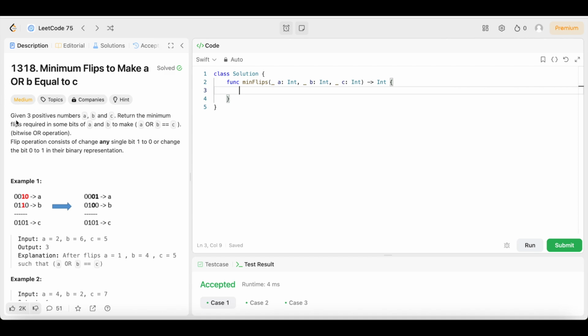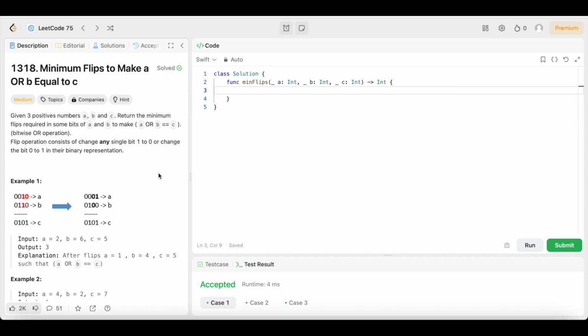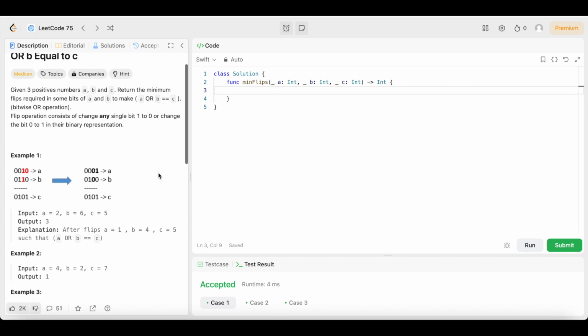Now, let's see what the question says. It says, given three positive numbers A, B, and C, return the minimum flips required in some bits of A and B to make A OR B equal to C, bitwise OR operation. A flip operation consists of changing any single bit from 1 to 0 or from 0 to 1 in their binary representation. Okay, so let's look at the example to see what it is that they're asking for.